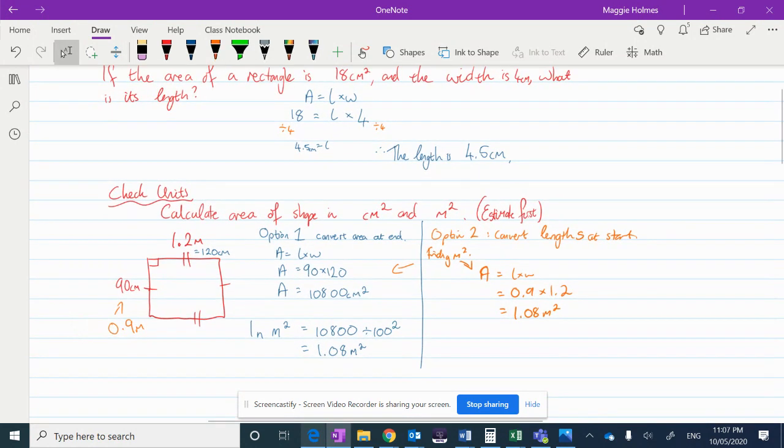All right, often when you are given units, given like a diagram, say everything's in millimeters, and you want your answer to be in meters squared, easiest thing is to convert first. Okay, that's it.